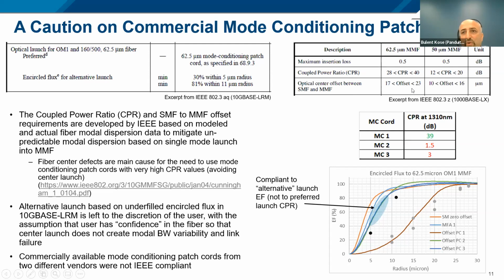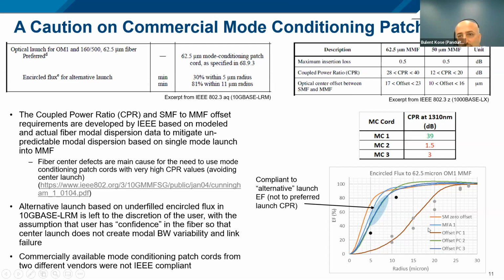So there is a requirement for coupled power ratio, and this is for both. And then for 10GBASE-LRM, there is also an alternative launch. Coupled power ratio is the requirement for the mode conditioning patch cord, but there's also an alternative launch that's specified in these, that only looks at the encircled flux.